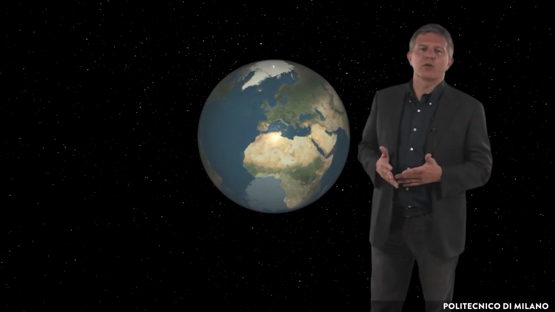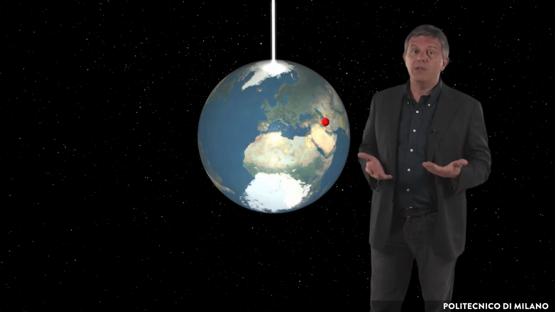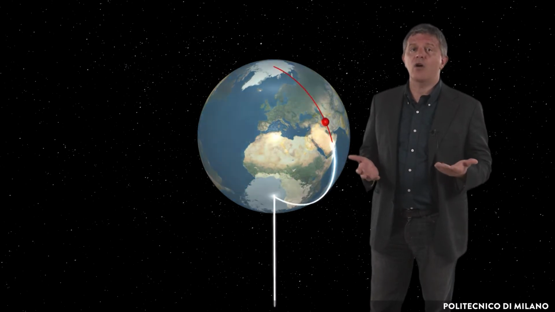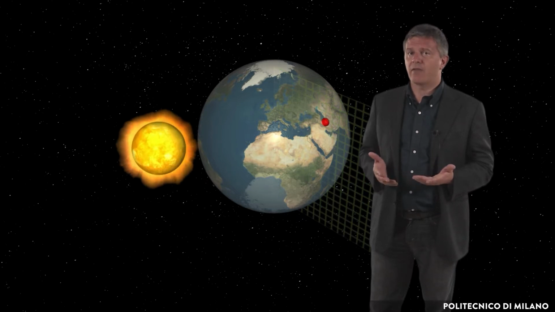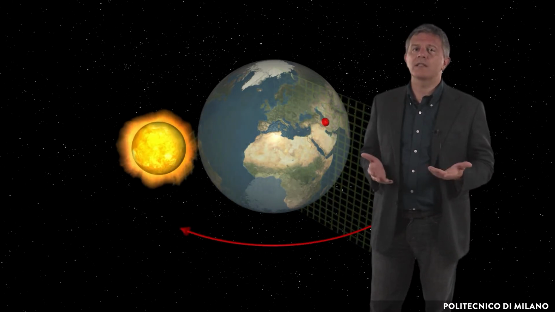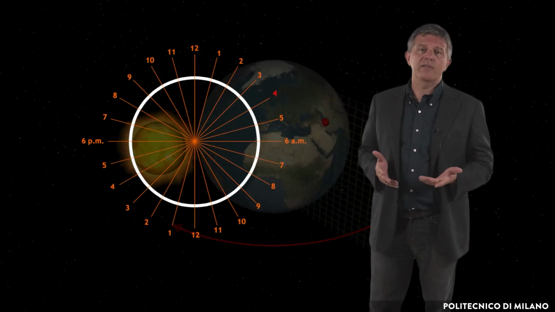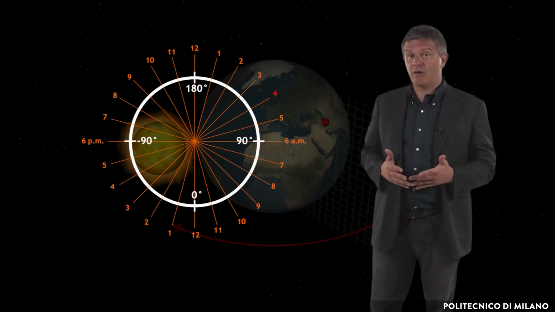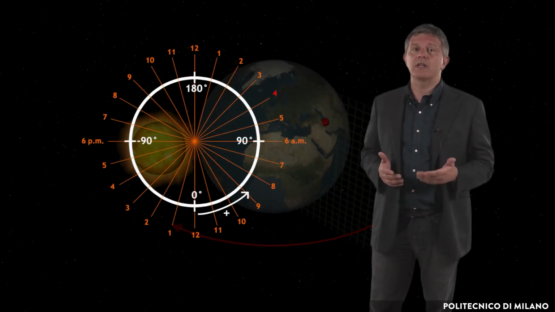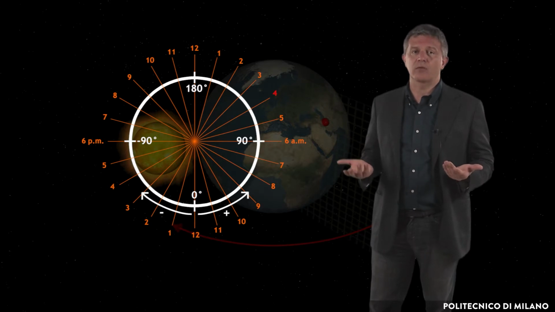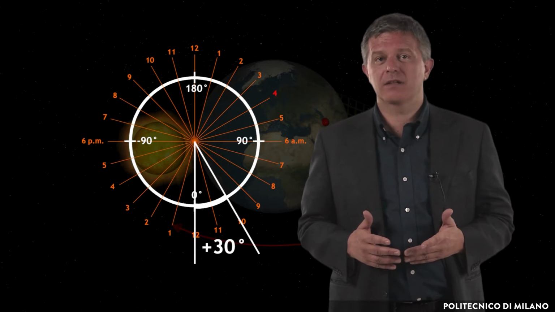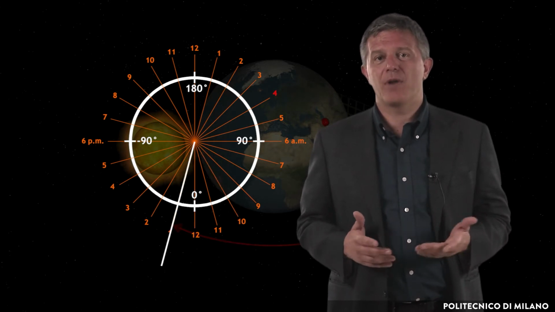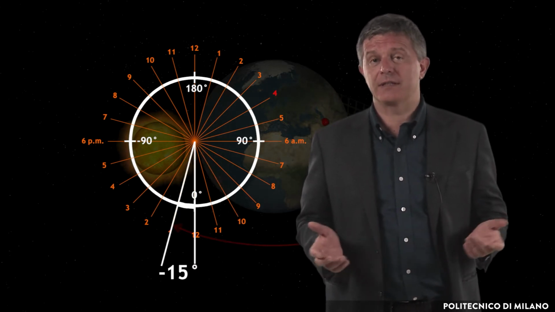The Earth's position during its own rotation may be defined by the hour angle omega, which is the angular distance between the meridian of the observer and the meridian whose plane contains the Sun. This angle varies 15 degrees per hour. It is 0 at noon and has positive values in the morning and negative in the afternoon. For example, at 10 am, omega is plus 30 degrees. At 1 pm, omega is minus 15 degrees.